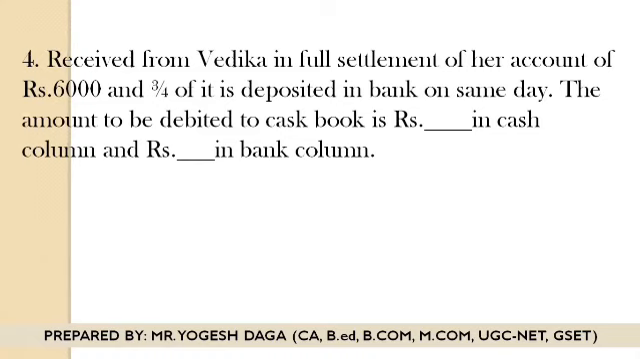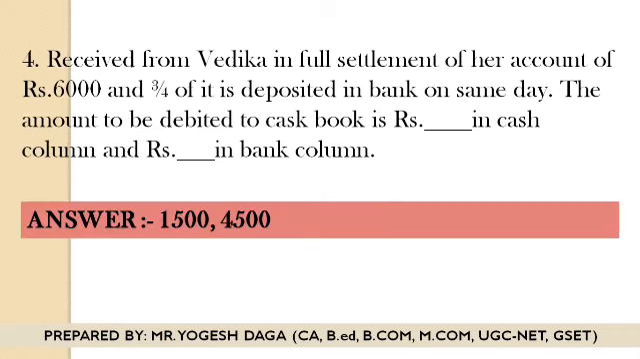The bank will get 3/4, and the remaining amount will stay in cash. So how much amount will you debit in the cash book and how much in the bank column? Yes, 6,000 × 3/4, the answer is 4,500. This 4,500 you are going to deposit in the bank, so it will come in the bank column, and the remaining 1,500 will come in the cash book. That is, it will be debited in the cash column.